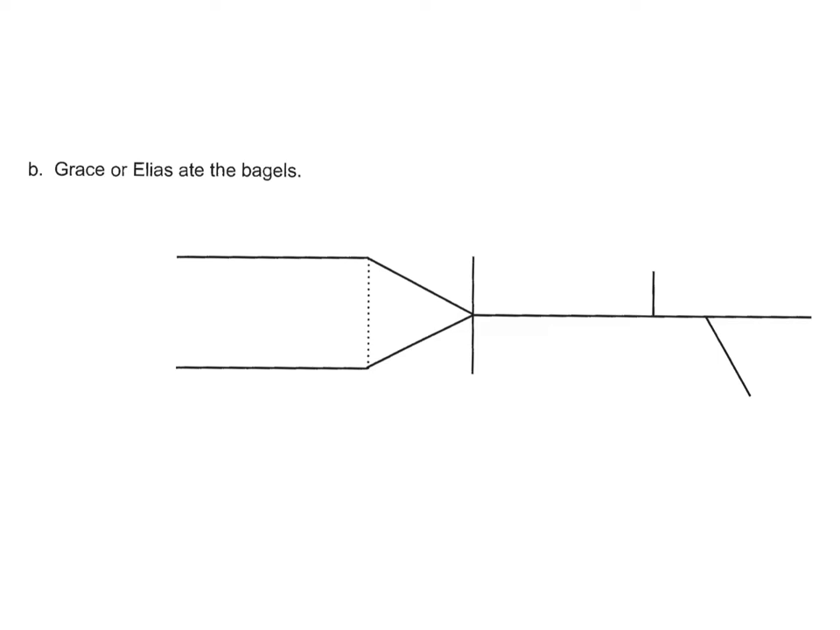2B, Grace and Elias, or Grace or Elias rather, ate the bagels. Who or what is this about? It's about Grace. It's about Elias. Simple subject sub 1, simple subject sub 2. What did they do? They ate. What did they eat? Bagels. Which bagels? The bagels. And then or connects two simple subjects. This one should be easy for you to fill in the blank.